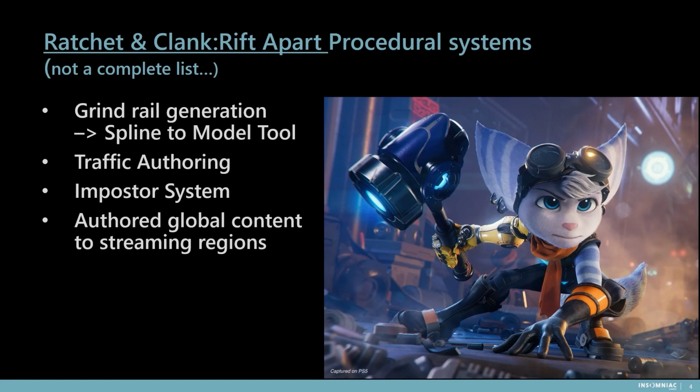Ratchet and Clank games have a very organic and experimental development process. In production, we used multiple procedural systems we already had in our tools library and developed some new ones. This is not a complete list of the procedural systems used, just a few that had a major impact. Our grind rail generation was aided by a spline to model tool. A traffic authoring system was created specific to Ratchet and Clank's needs. Our regular imposter system was upgraded to work on multiple open worlds and generate imposters for assets that never stream in. And we created a way to author content globally and then distribute the assets into the appropriate open world streaming regions.